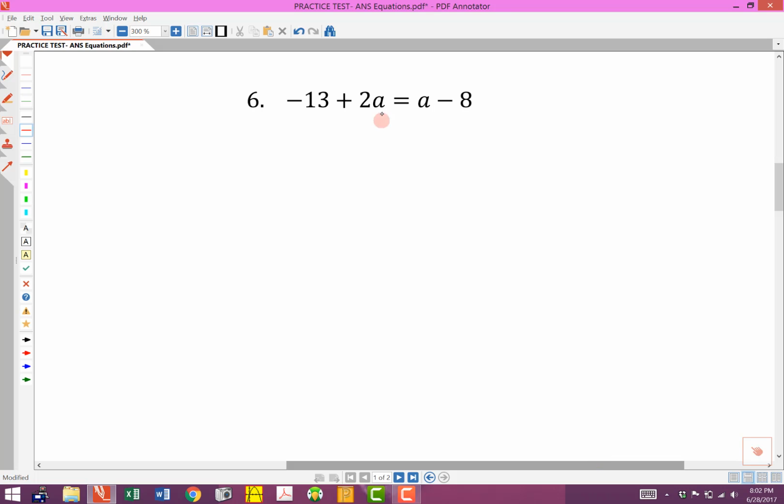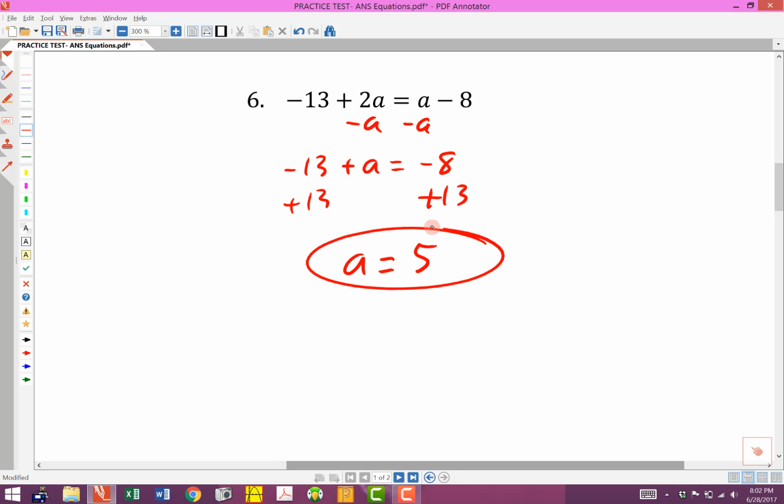Alright, this is the first one we've run across where there's variables on both sides. So again, there are 2 ways to do this. You can move either one you want, but it's always a good idea to move the smallest one. By that we mean the one that's most negative, the one further to the left on the number line. So we've got a 2a and a 1a. I'm going to move that 1a, so I'm going to get rid of that by subtracting an a. That leaves us with a negative 13 plus a equals negative 8, because those cancel to be 0. So that means all we need to do here is just add 13, and we end up with a equals 5, and that's it.